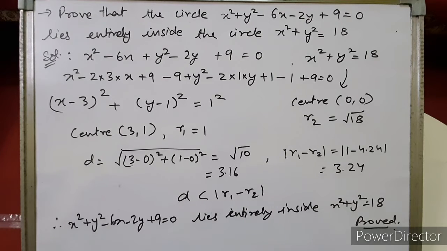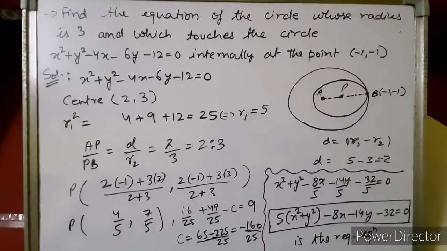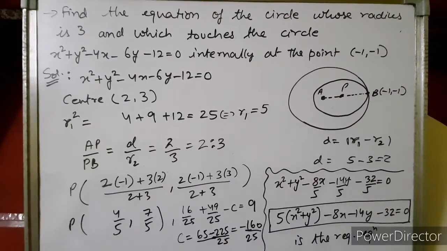So we can say that x square plus y square minus 6x minus 2y plus 9 equals 0 lies entirely inside the circle x square plus y square equals 18. Note down please. Let's see another question, children.